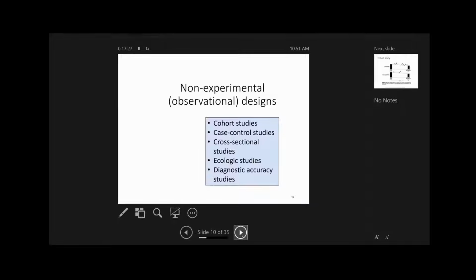Okay, now observational study designs. Cohort, case control, cross-sectional, ecological, diagnostic accuracy studies. You will learn more about each of them next week. But for now, here is a quick tour.